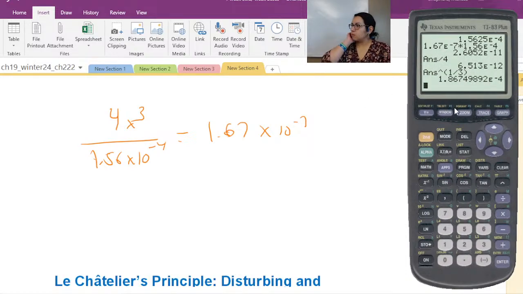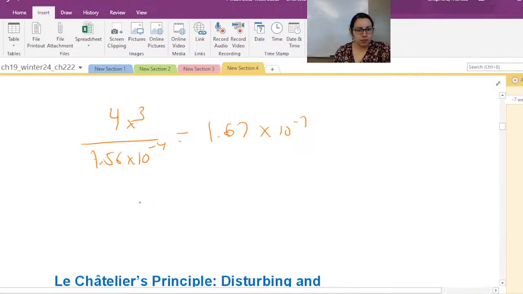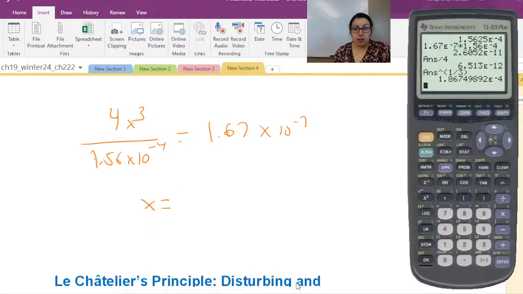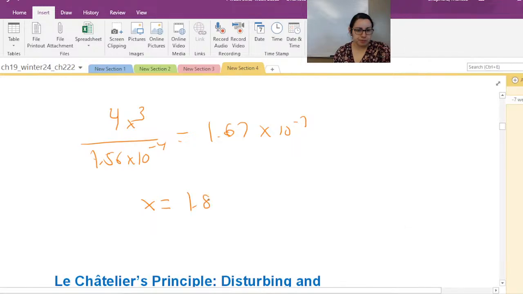So I got this, but make sure that I plugged everything in correctly. Watching the chat too in case y'all are following. Yeah, I got that too. So x equals, we're saying 1.86, or I guess I'll round that, 1.87 times 10 to the negative fourth.